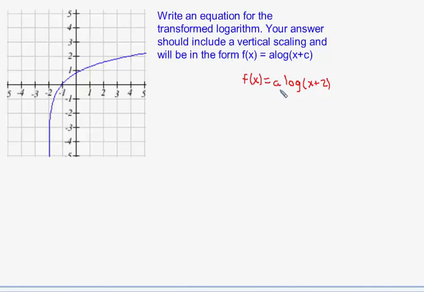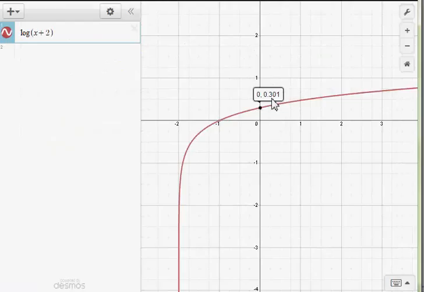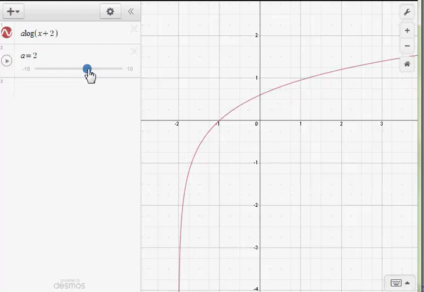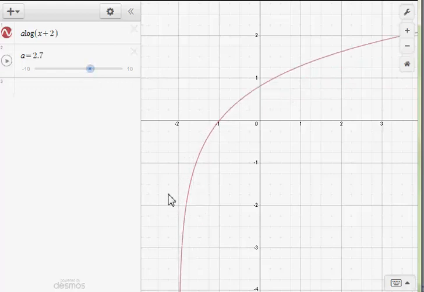Now I just need to find the value of a that will vertically stretch the graph so that my y-intercept is closer to 1 rather than it being at 0.3. So you may remember that if you put a number on the outside here, let me call it a, if a is bigger than 1, it stretches the graph. My graph only needs to be stretched a little bit because its y-intercept is 0.3 and the one that I need is a little higher. So moving my slider to the right, making a larger, you'll see that my vertical asymptote will remain x equals -2, but it moved the vertical intercept up closer to 1.